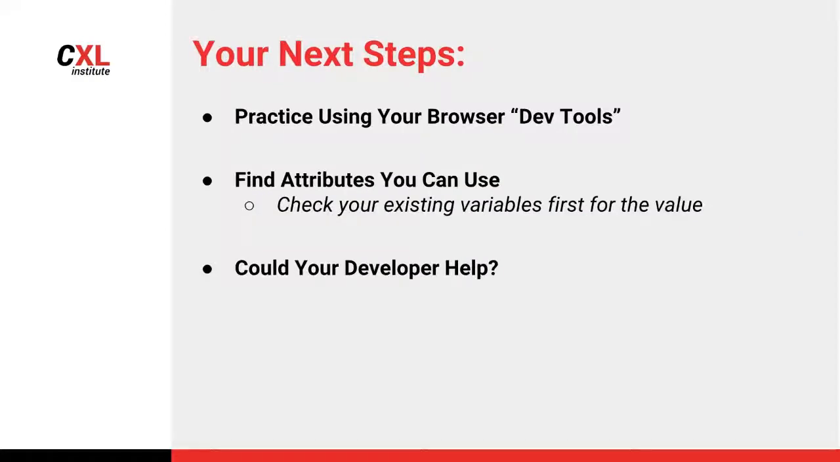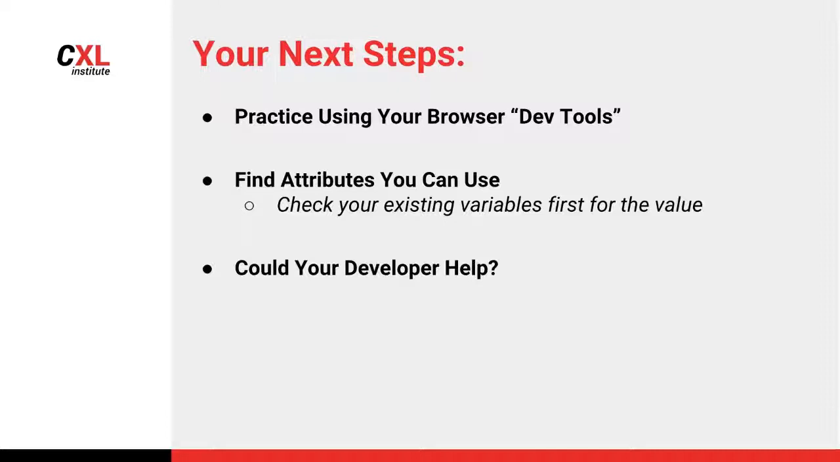Your next steps: practice using, if you have not already, your browser dev tools. You've seen that we have done that a lot here in this course. So go through, right click, inspect, and take a look at the attributes that are there. Maybe find something that might be useful for you to pull in. Sometimes you just don't know that you even had access to something that's just sitting there. And now you know an auto event variable set to the element attribute will help to pull it into Tag Manager.